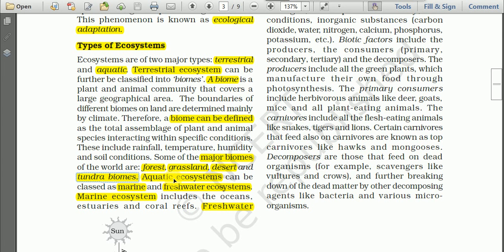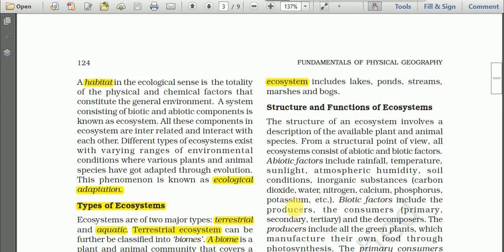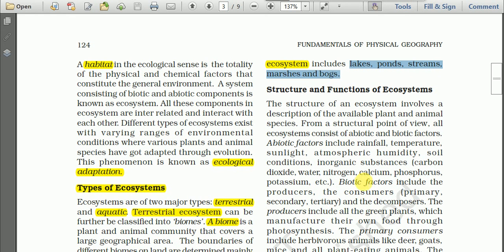And next we have the aquatic ecosystem. Remember, there are two major types of ecosystem, terrestrial and aquatic. The aquatic ecosystem can be divided into marine and freshwater ecosystems. Marine means oceanic, and the other is freshwater. The marine ecosystem includes oceans, estuaries, and coral reefs. Estuaries, you know, are the mouth of a river where the fresh water meets the saline water of the sea. And the freshwater ecosystem includes lakes, ponds, streams, marshes, and bogs, that is, wetlands.